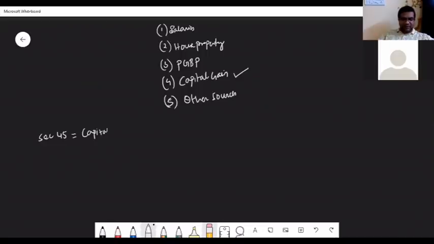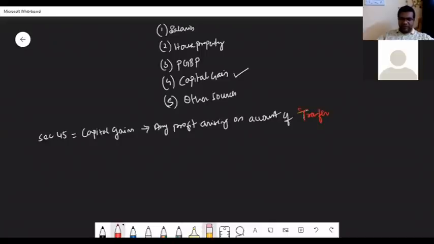Capital gains is nothing but any profit arising on account of, and there are two important words here, which need to be completely scrutinized: one is transfer and the other one is capital asset. Any profit arising on account of transfer of a capital asset. So the entire chapter which we will be discussing, starting from today, revolves around these two things: the word transfer and the word capital asset.